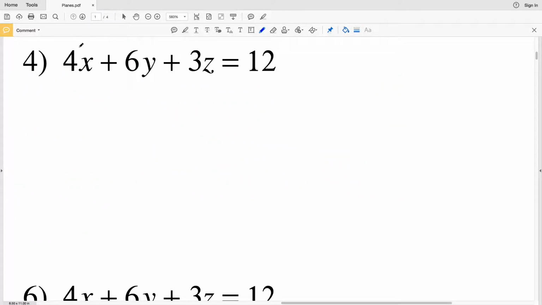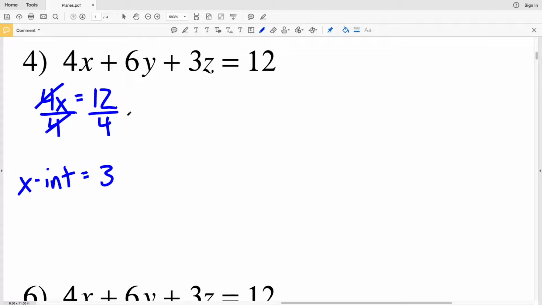At number 4, solving for my x-intercept, if y is 0, 6 times 0 is 0, and if z is 0, 3 times 0 is 0, so I'll have 4x equal to 12. So I will solve when 4x equals 12, and that will give me my x-intercept. So dividing by 4, I'll get that x equals 3, so my x-intercept occurs at positive 3, because 12 divided by 4 is 3.